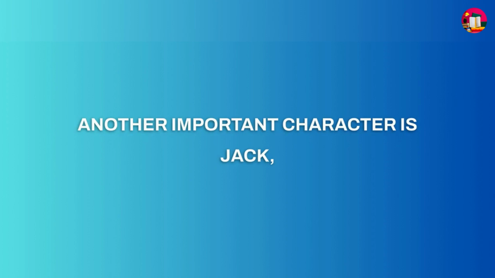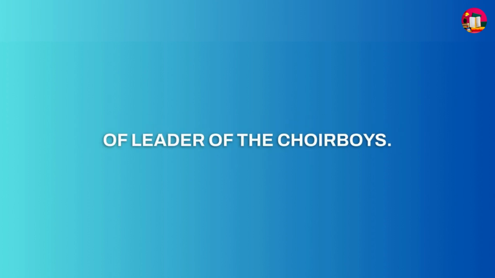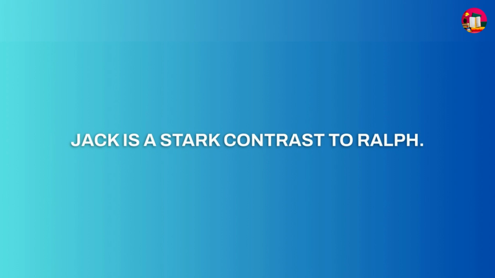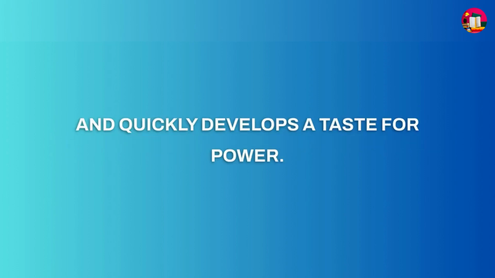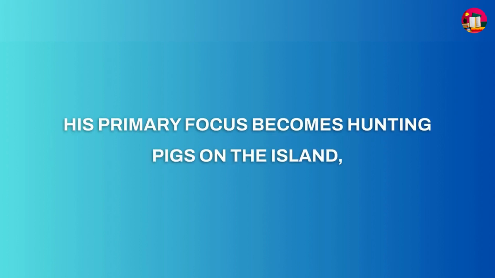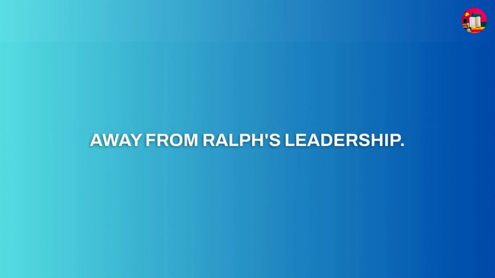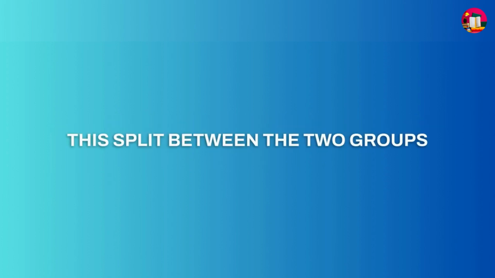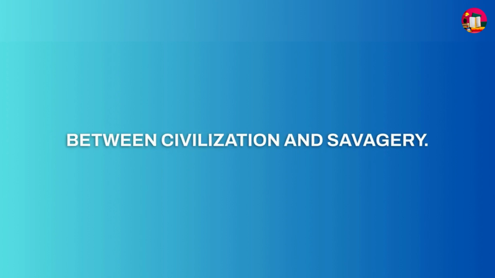Another important character is Jack, who initially holds the position of leader of the choir boys. Jack is a stark contrast to Ralph. He is obsessed with hunting and quickly develops a taste for power. His primary focus becomes hunting pigs on the island, and he gradually leads a faction of boys away from Ralph's leadership. This split between the two groups represents the growing division between civilization and savagery.